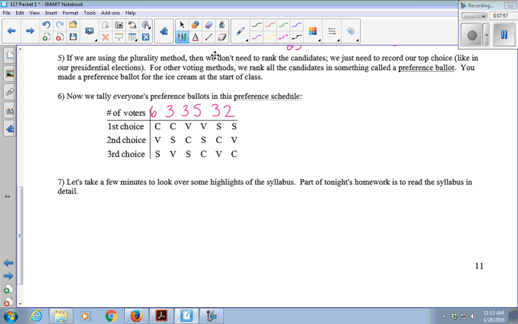Okay. So let's just make sure I counted everything right. What should the numbers across the top add up to? 22. Yeah. So 6 and 3 makes 9, and 3 is 12, and 5 is 17, and 3 is 20, 22. Good. So counted right. So this is called a preference schedule. This is how we summarize what all the preferences are in an election.